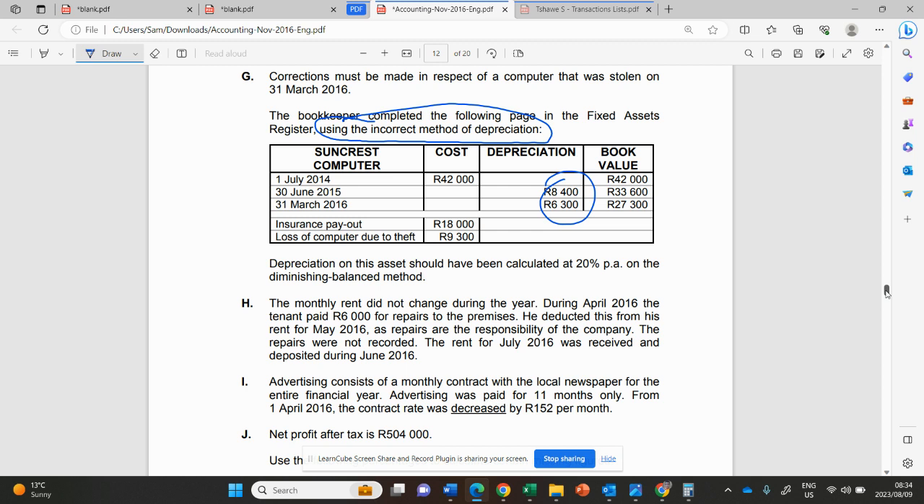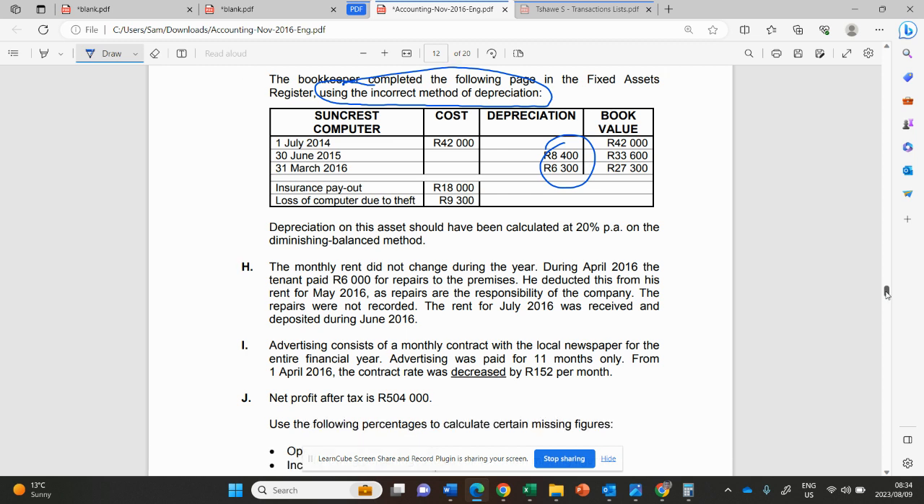I know rent sometimes can be a crucial adjustment, but as we practice and practice and practice, we will get everything right. So this is a long adjustment, and it needs interpretation. They're saying the monthly rent did not change during the year.